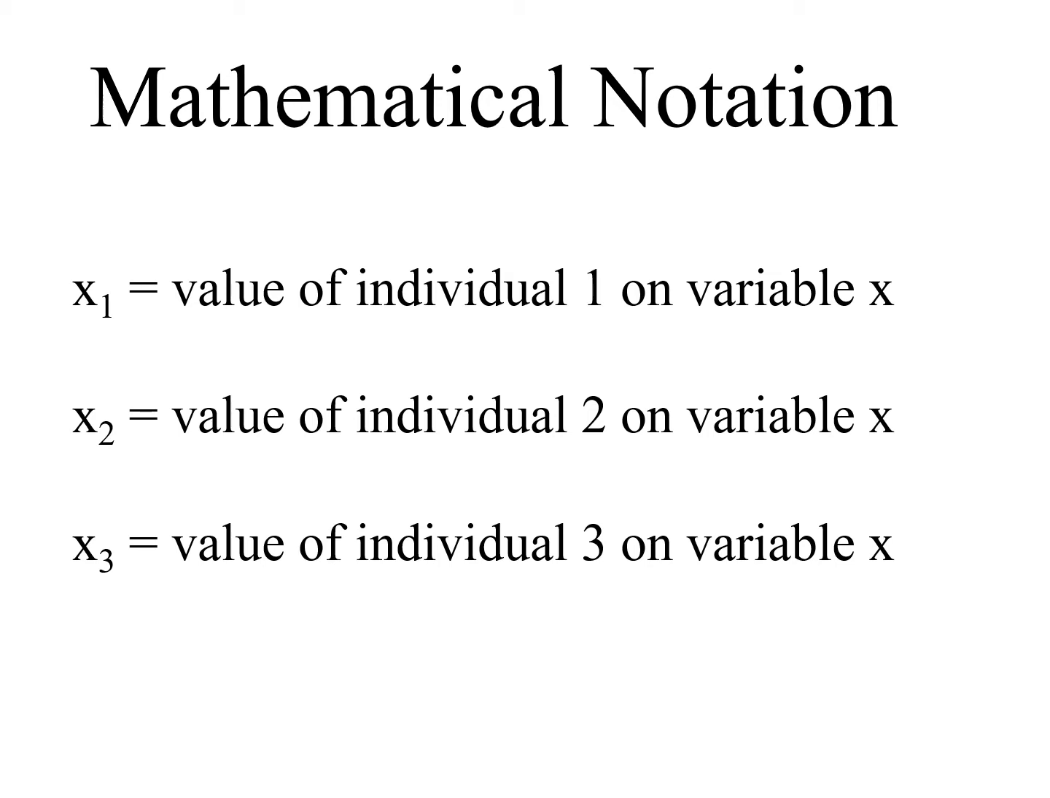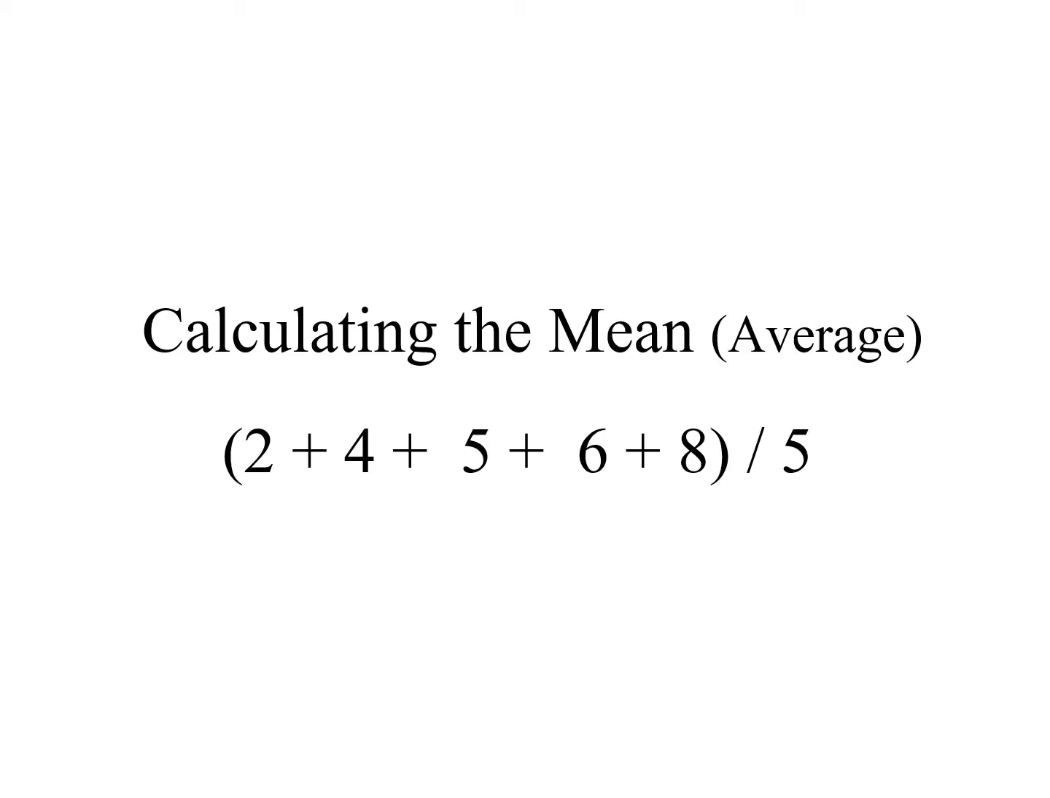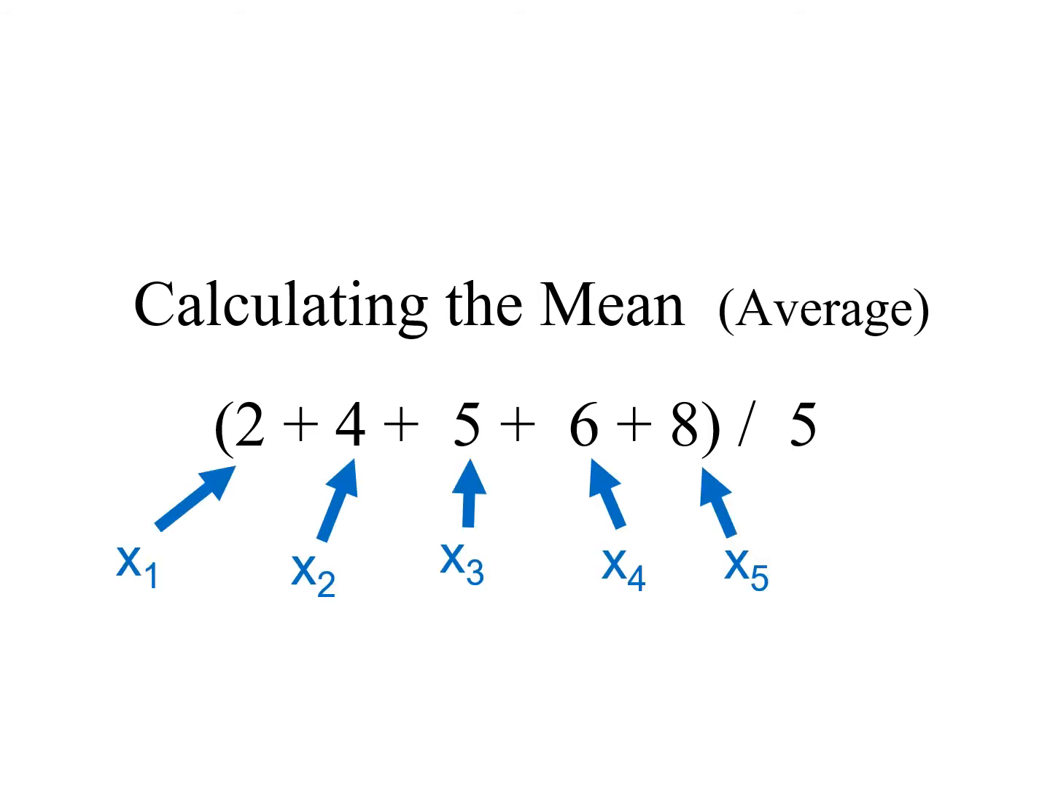Just as a quick refresher, what do we call the little number that tells us which individual is being referred to? So here, what do we call the numbers 1, 2, or 3? Those numbers are called subscripts. This is the example we looked at earlier that shows how to calculate the mean. In this example, 2 is x1, 4 is x2, 5 is x3, so on and so on.